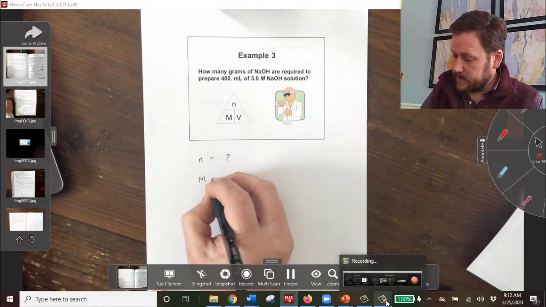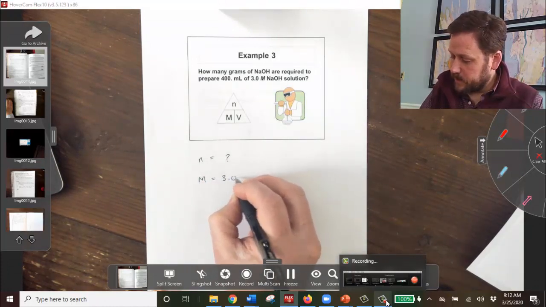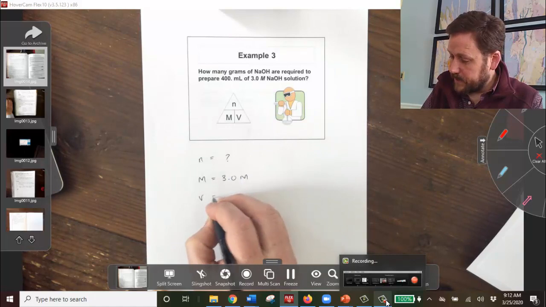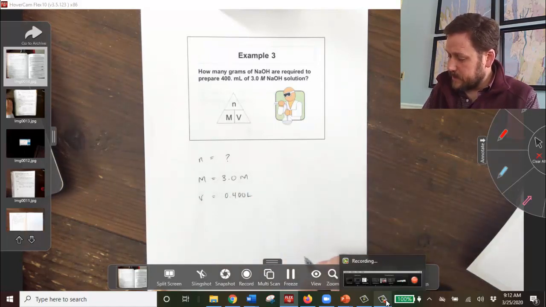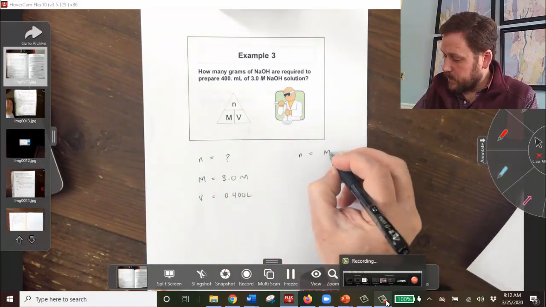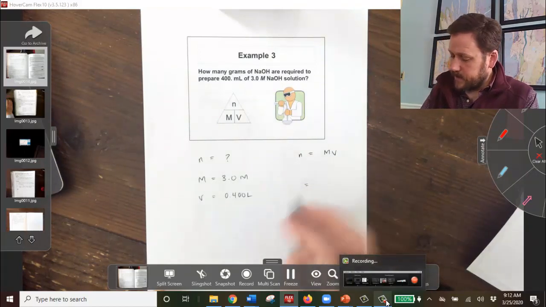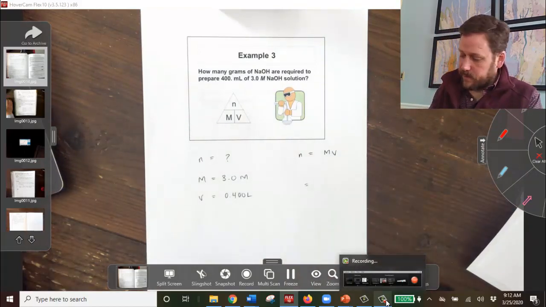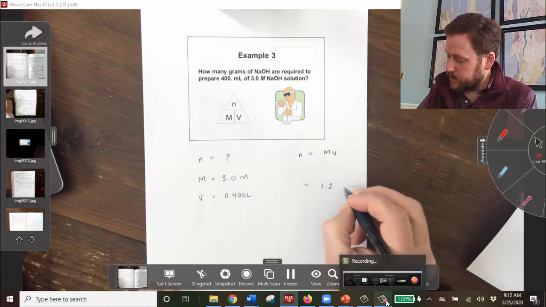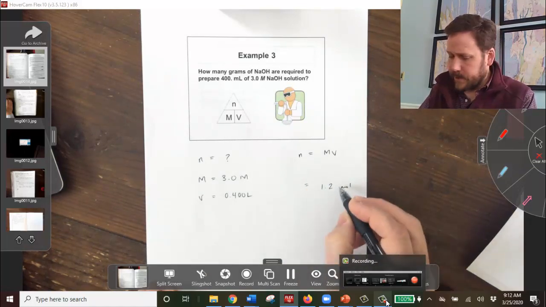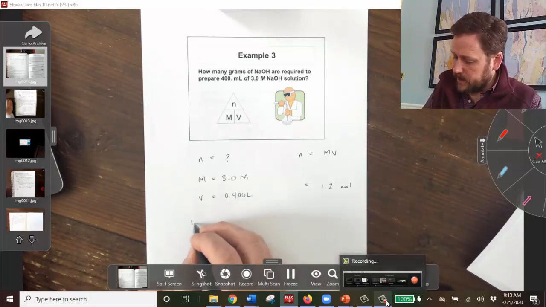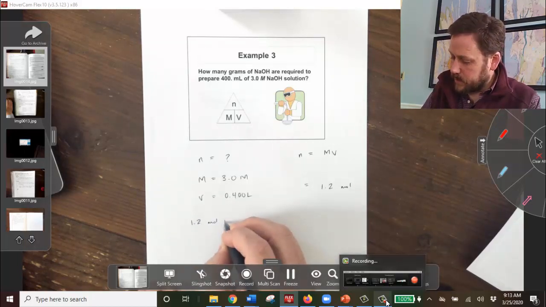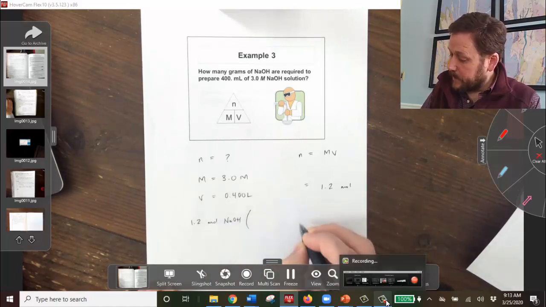The molarity is given as 3 molar, only 1 significant figure there, and the volume is given as 400 milliliters. I'm going to go ahead and convert that to liters right now. And the way we solve for number of moles is N equals MV. That's 3 multiplied by 0.4. That means 1.2 moles. And I've only got 2 significant figures according to this molarity. In order to answer the question, though, I'm going to have to take 1.2 moles, and we're talking about sodium hydroxide again, and convert it to grams.